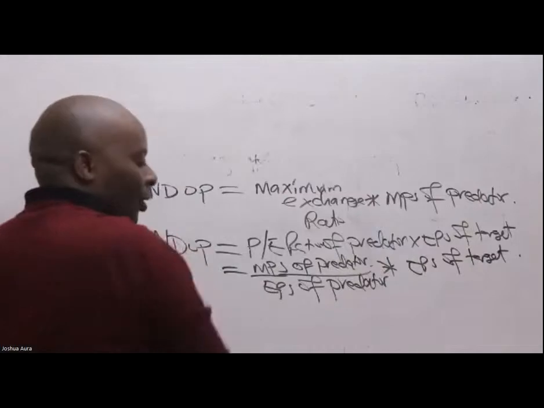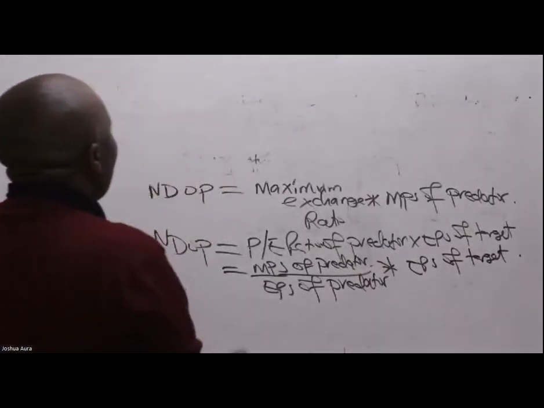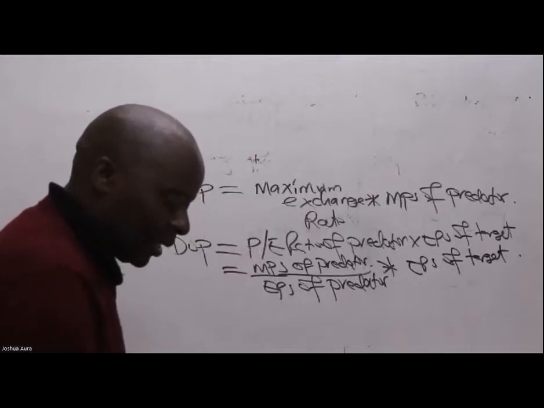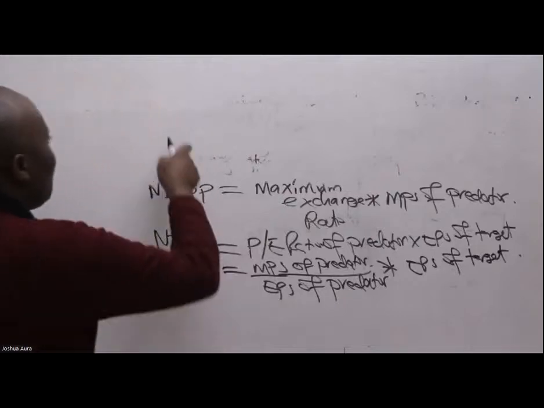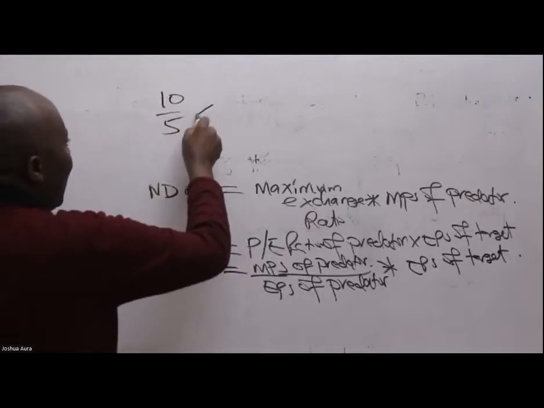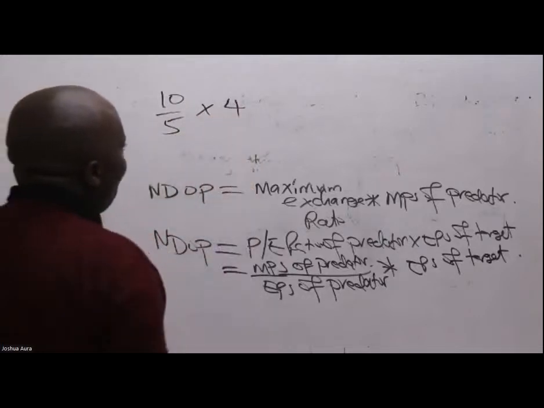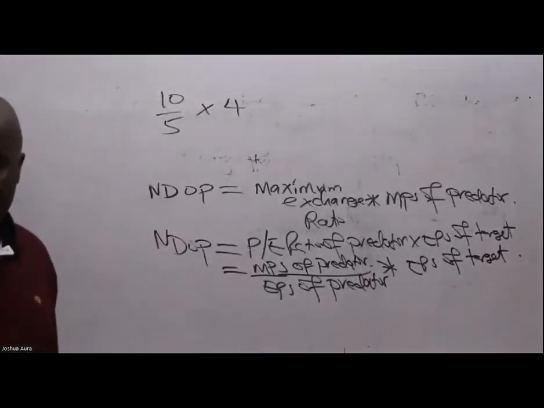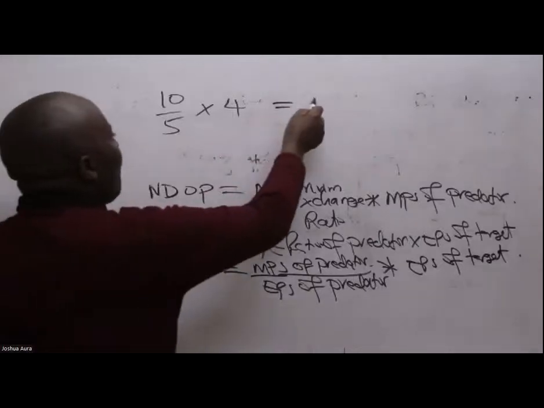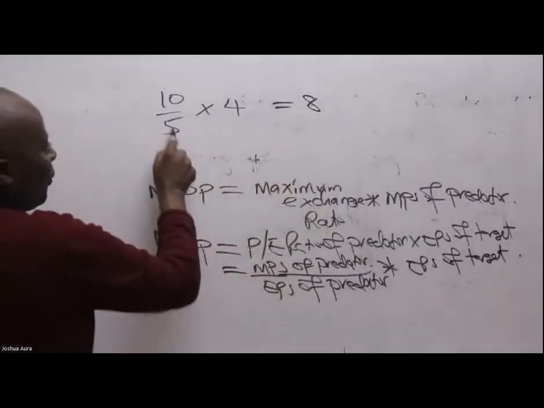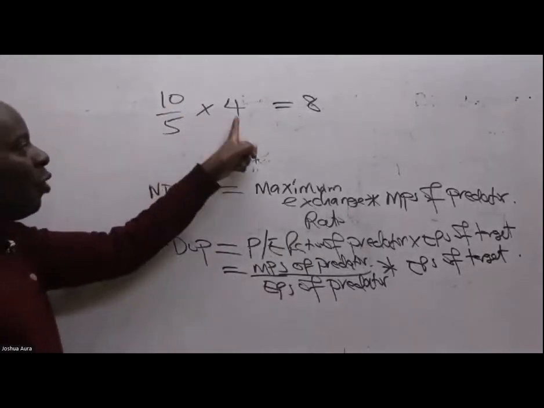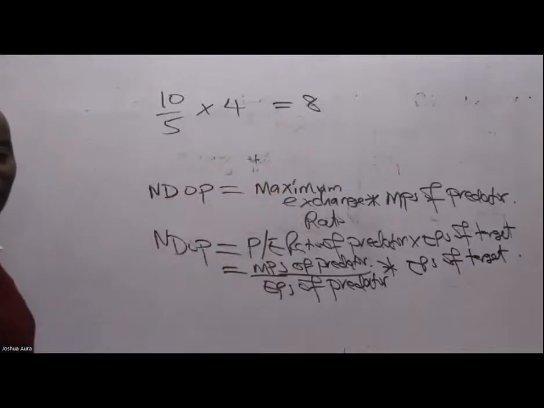Mathematically, if somebody gives you, for example, 10 over 5 times, for example, 4, this one here equals 8. How have I known it's 8? It's because 5 goes 2 times in 10, and then 2 times 4 is 8.